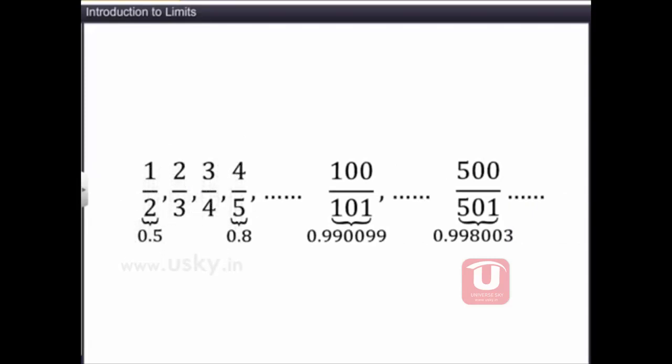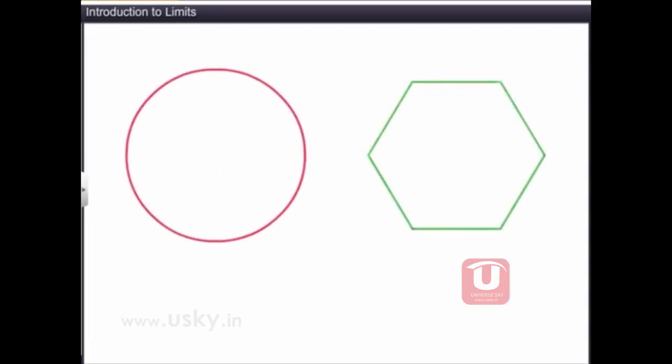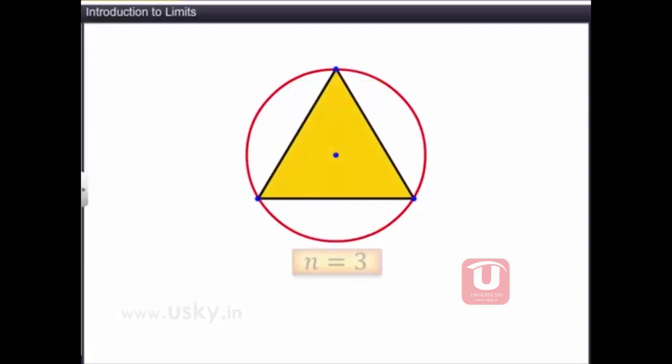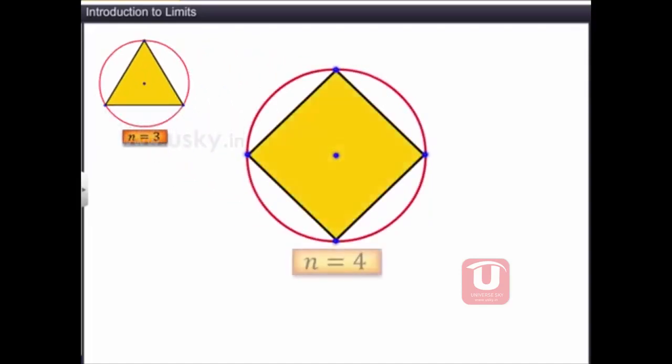Here is another classic example. We have an n-sided polygon inscribed in a circle. We have to find for what value of n the area of the polygon will become equal to the area of the circle. Let's start with a 3-sided polygon, the triangle. We can observe that the area of the triangle is not equal to the area of the circle. Next, we will increase the number of sides of the polygon.